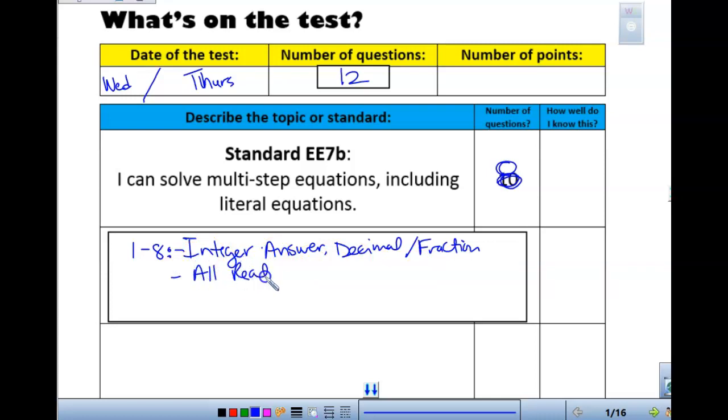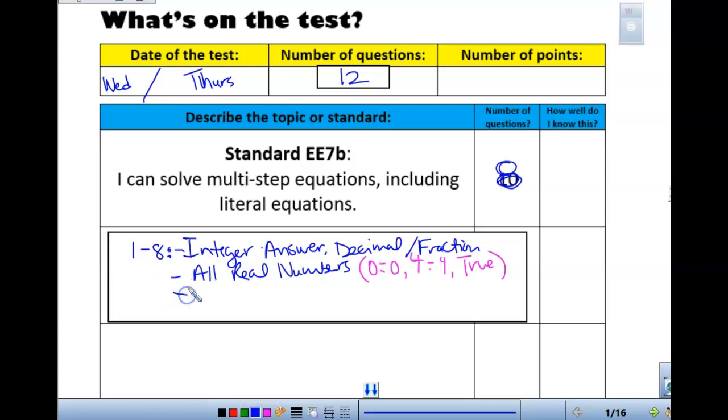Does anyone remember when we have all real numbers, what's the case? What had to happen to get all real numbers? Anyone remember our all real numbers? Something special happened. Like I had 0 equals 0. Or 4 equals 4, right? That's when we have a true statement. So, all real numbers, if you solve something, we're on page 34. As we look at this, you might have a true statement and you're going to tell me all real numbers.